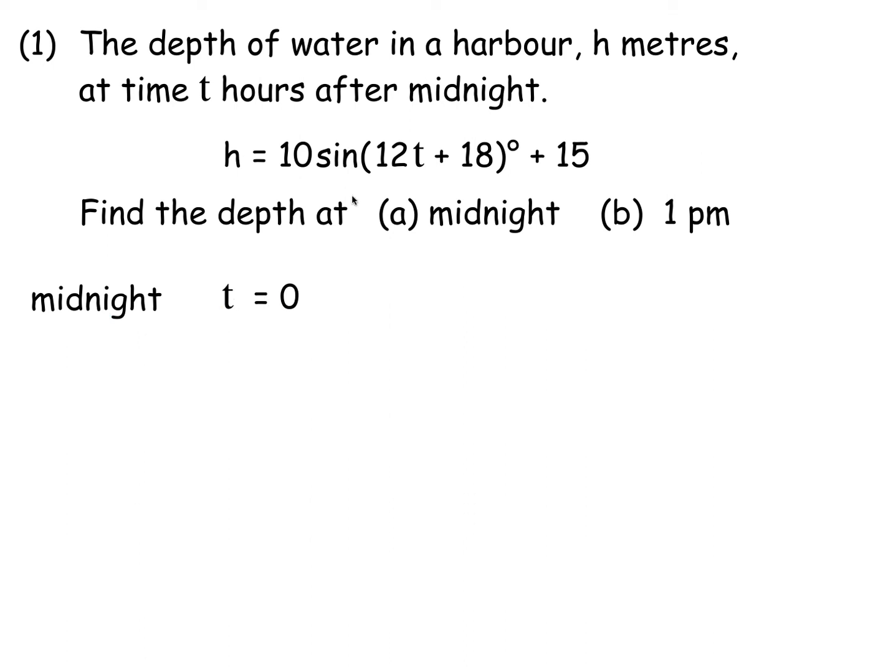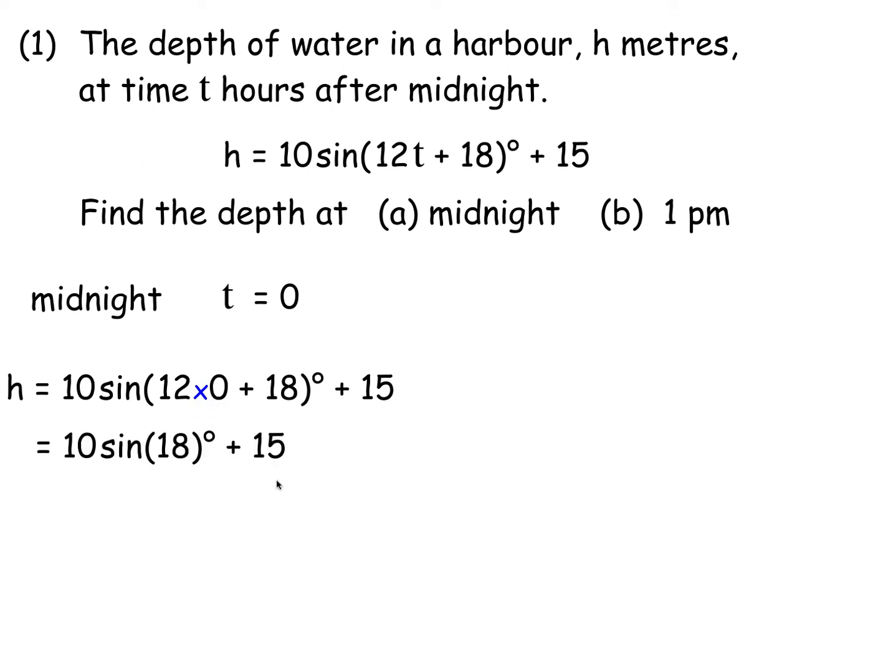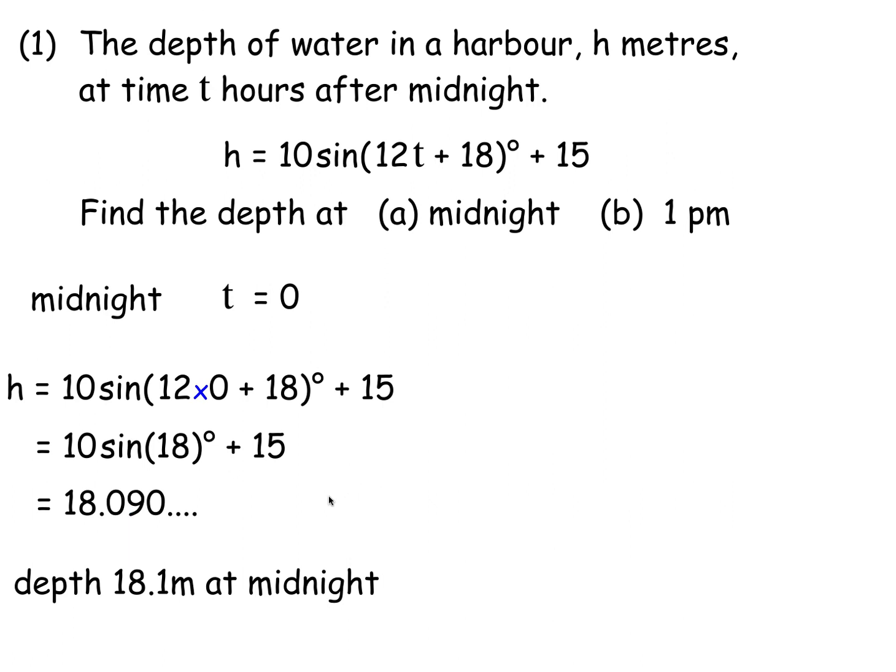Midnight, t is 0. You make t 0 in this expression. That is, there's t going in as 0. Then that is simplified. It's 10 sin 18 plus 15. You plug that into your calculator. That means the depth is 18 metres. 18.1 I've put there. So all that's happening is substituting into a formula.